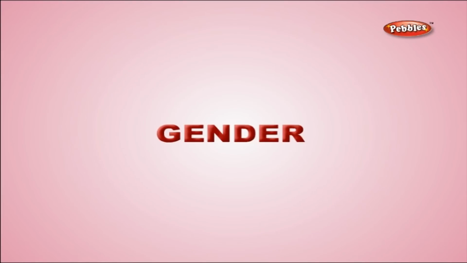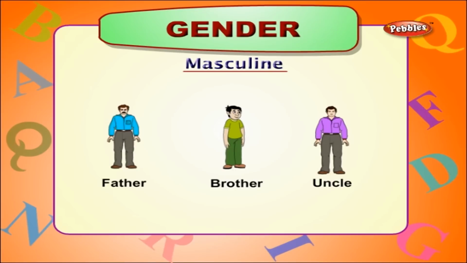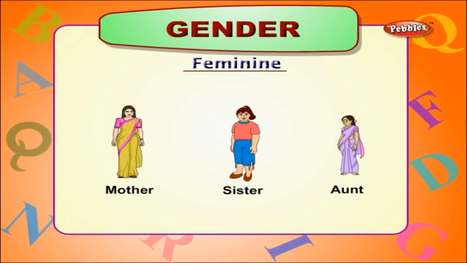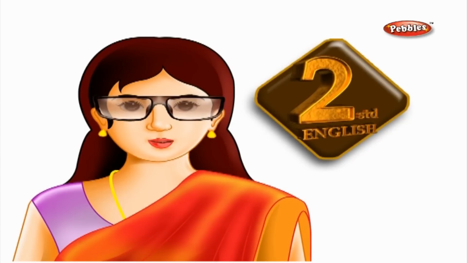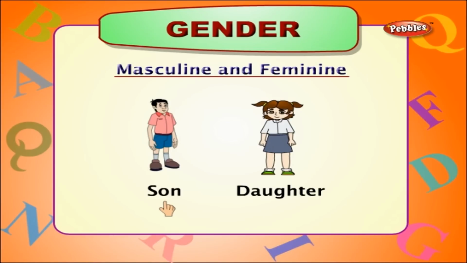Gender. Father, brother, uncle are the words used to mean a masculine gender, and mother, sister, aunt are the words used to mean a feminine gender. Let us see some examples. Son is a masculine gender and daughter is a feminine gender.